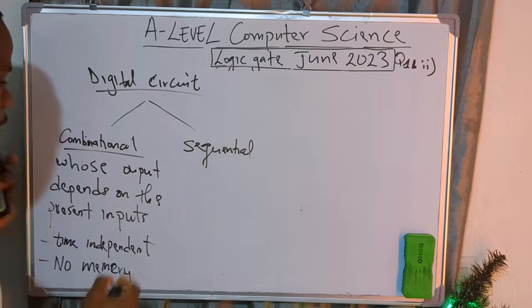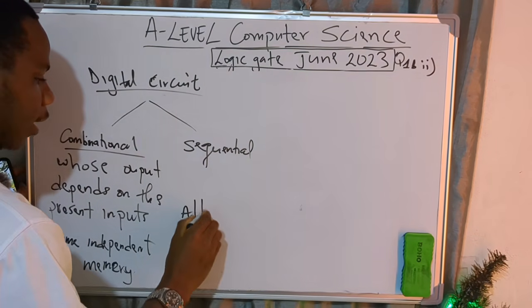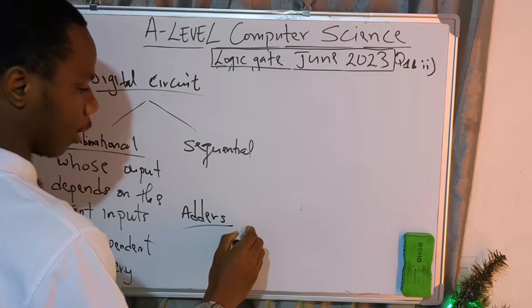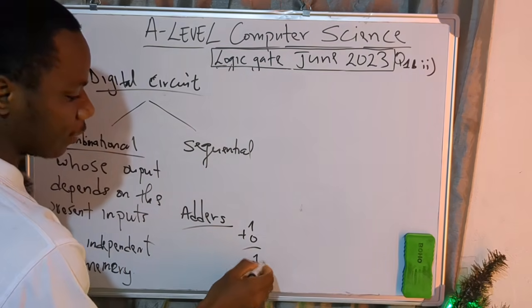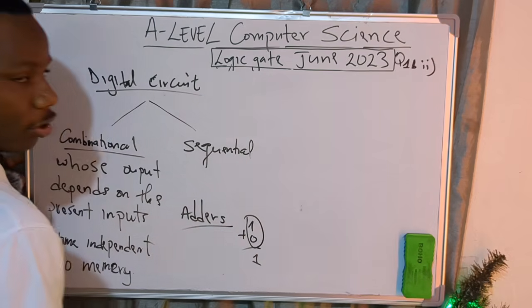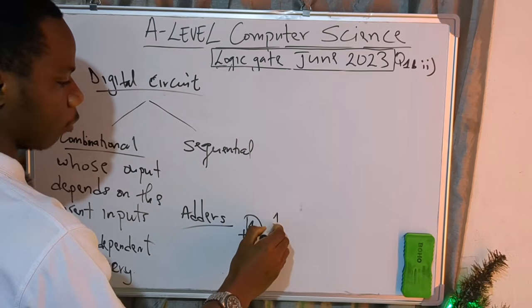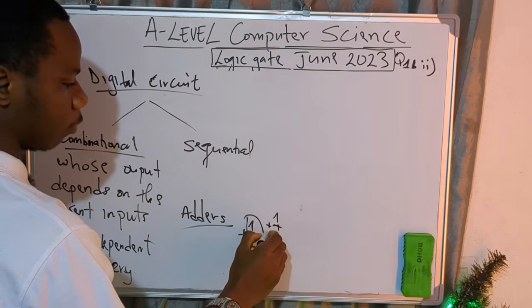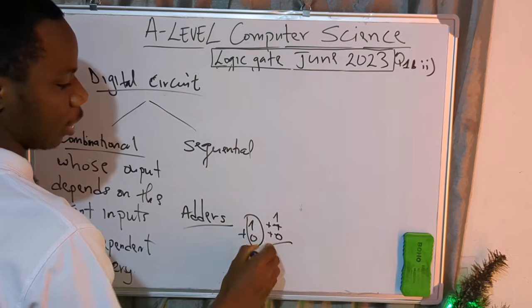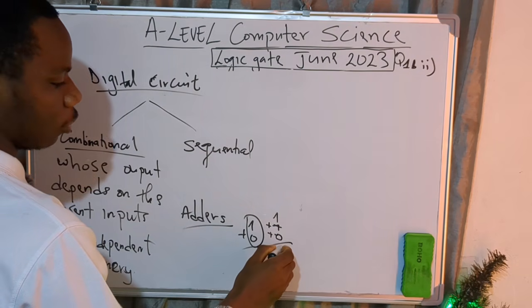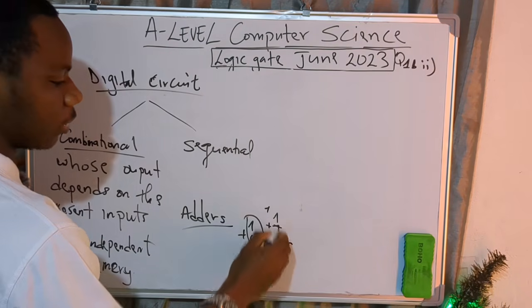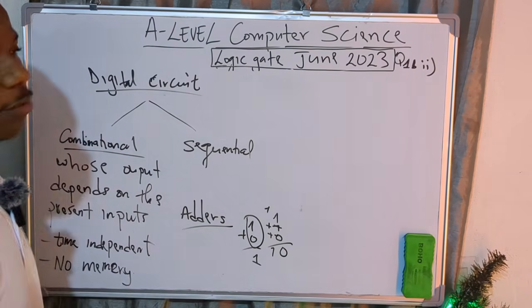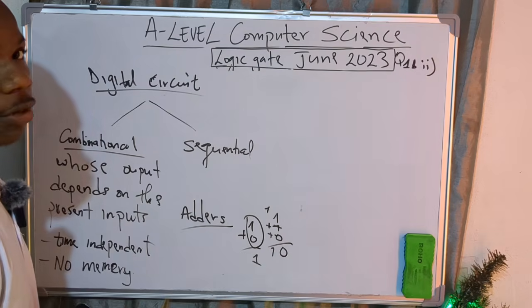I'm going to take an example. The example here is what we call adders, binary adders. If I take something like 1 plus 0, the output is 1. You see that this answer depends only on the present input. If I take another example, 1 plus 1, it's going to make 0 and carry 1. You bring down the 1 here. So you see that the output depends only on the present input. This is exactly what we mean by combinational logic circuit.